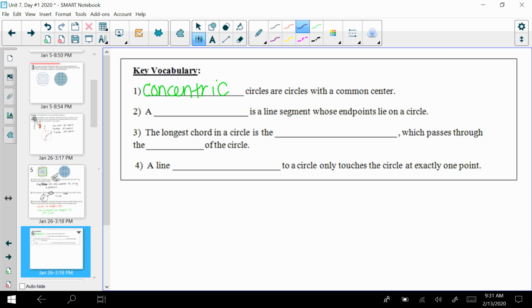A chord is a line segment whose endpoints lie in a circle. That's a chord. And let's draw ourselves a picture over here of a chord. So segments, there we are.